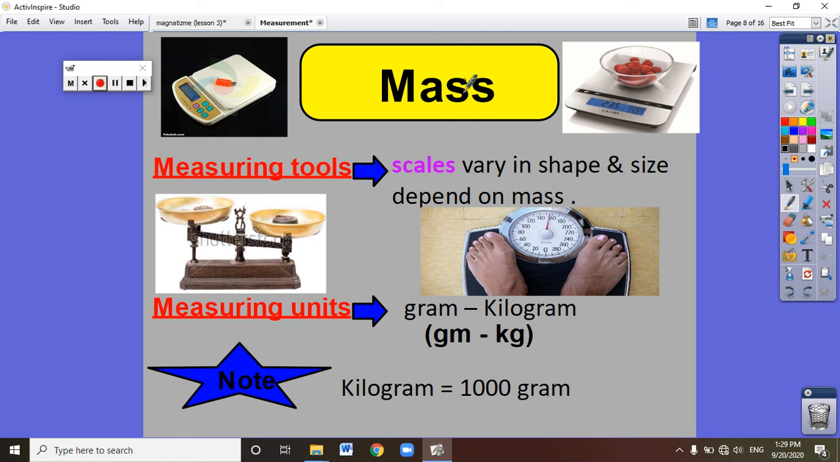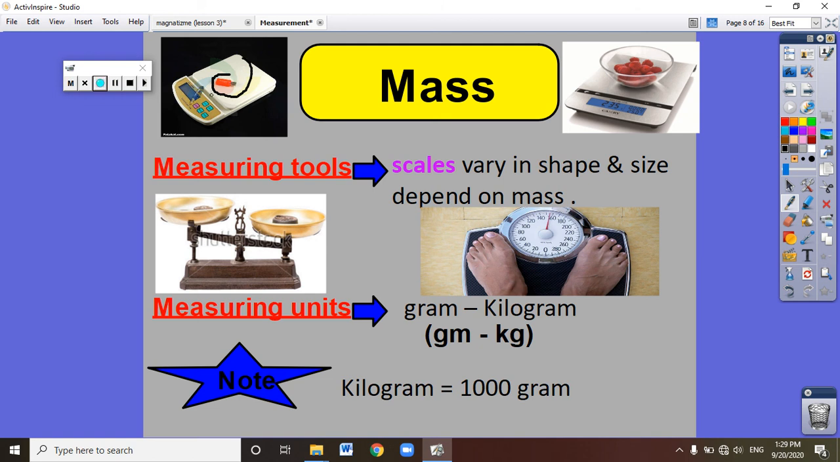Can you tell me which one has the biggest mass? This flashcard or your body? Very good. My body has a bigger mass than the flashcard. The mass of my body is bigger than the mass of this flashcard. So mass means how heavy the matter is.